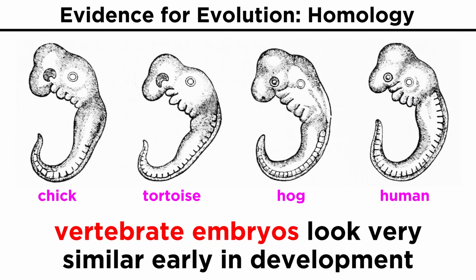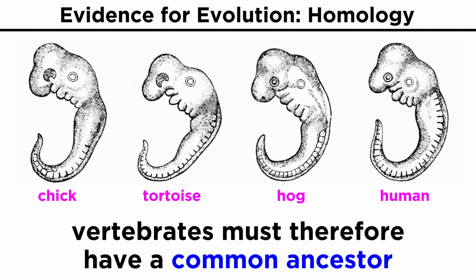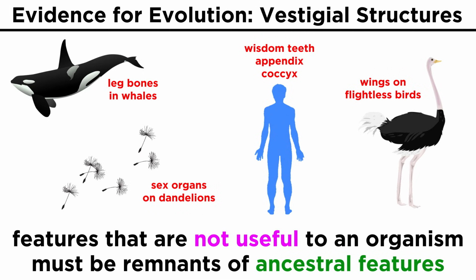We can look at embryos to find other examples of homology. All vertebrates, including humans, have a small tail early in embryonic development. This is easily explained by considering that all vertebrates have a common ancestor. Certain features like these can be present in fully formed animals as well. And when there are anatomical features that are not useful to the organism, we call these vestigial structures, which we now understand are remnants of the features of ancestors.